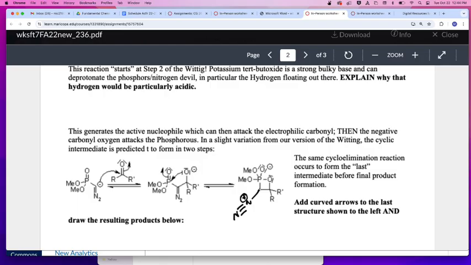So, any ideas on what could happen with those arrows? I mean, it says add curved arrows to the last structure shown to the left and draw the resulting products. Apparently I don't know my rights and lefts. That's got to mean the last structure shown to the right, because the one on the left doesn't work.